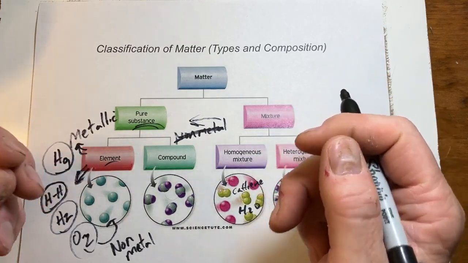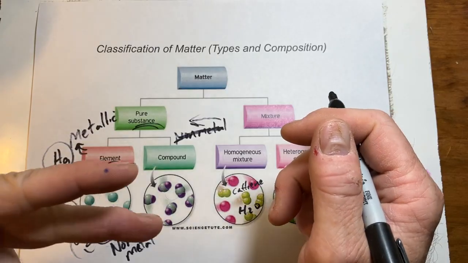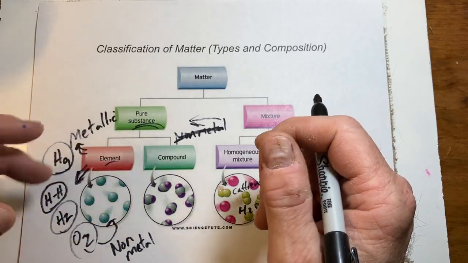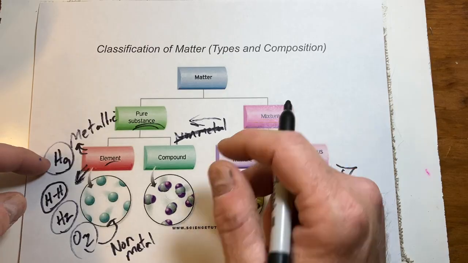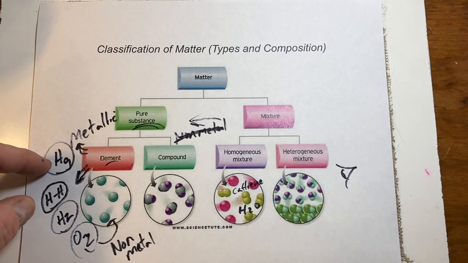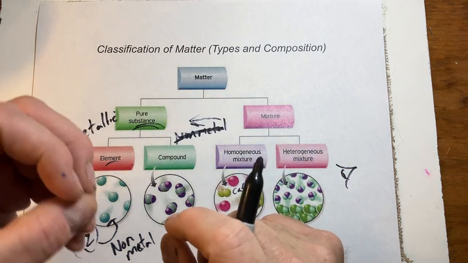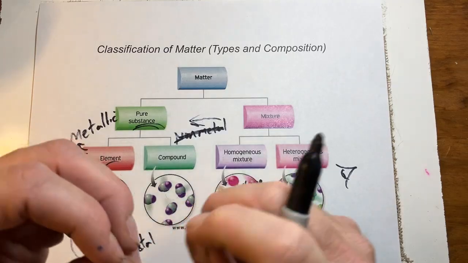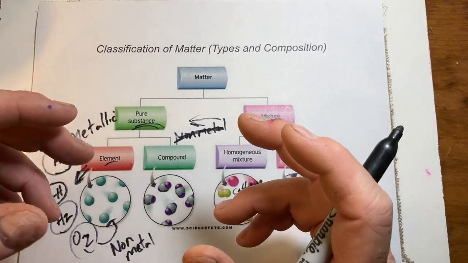But it has to have the same atom. O2, 2 oxygens. H2, 2 hydrogens. It's still just hydrogen. And of course, if it's metallic, mercury, copper, whatever, they're sort of more like islands of the atoms interacting with each other, not in a diatomic form.